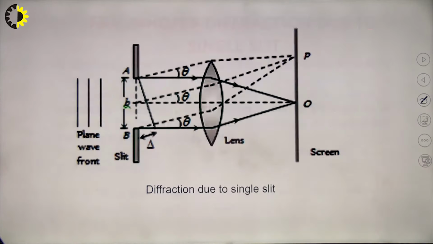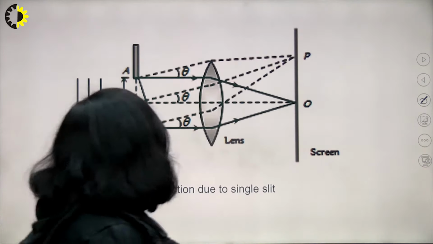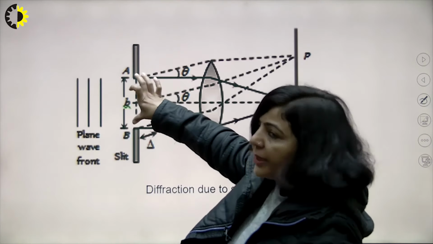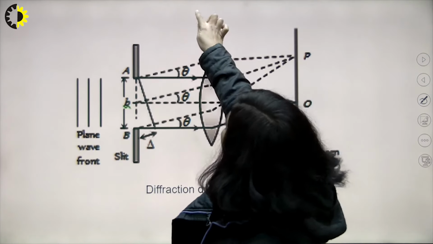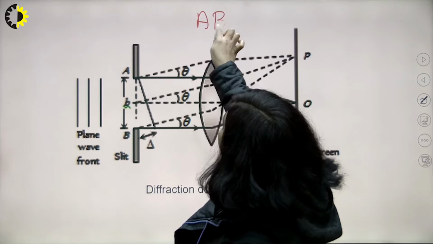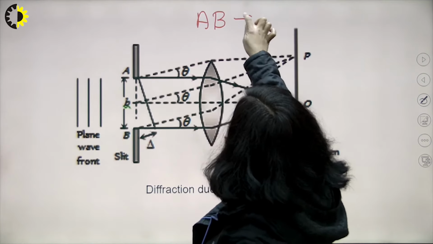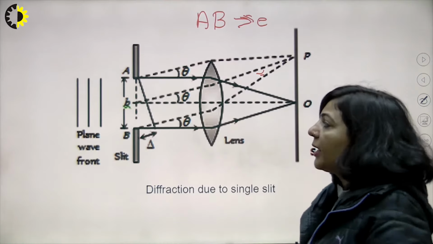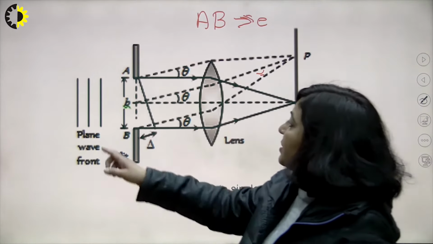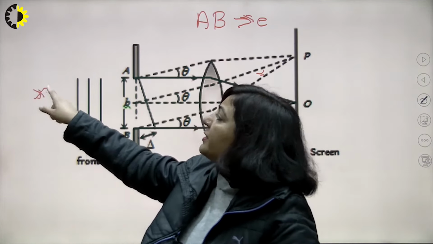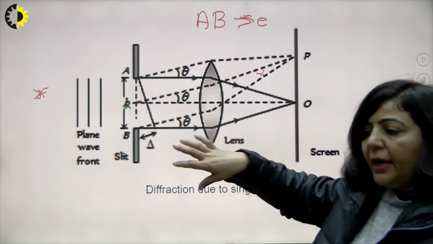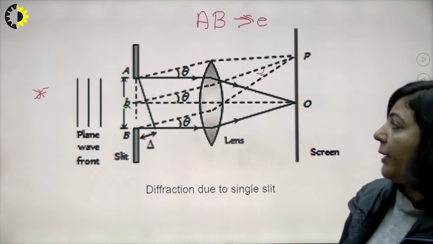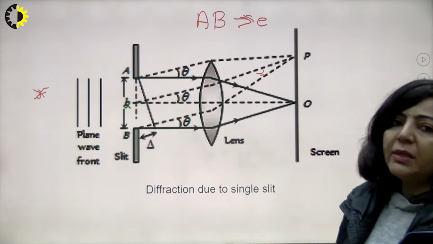So let me explain with the help of this. You have this slit AB, and the width of this slit, as mentioned in the previous slide, is small e. Now when light is incident, you have a source of light at infinity, and with the help of a convex lens you get parallel light rays which illuminate the slit AB.